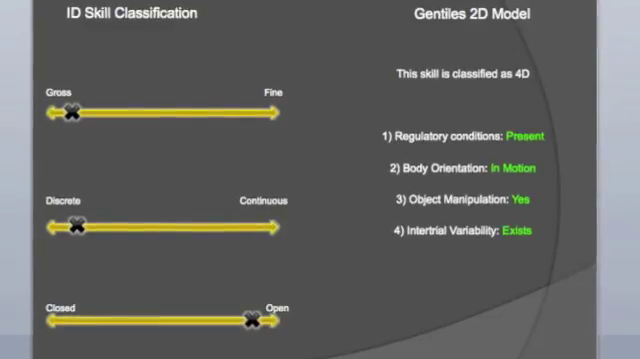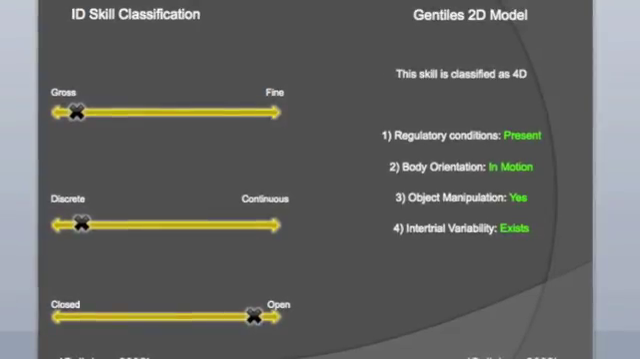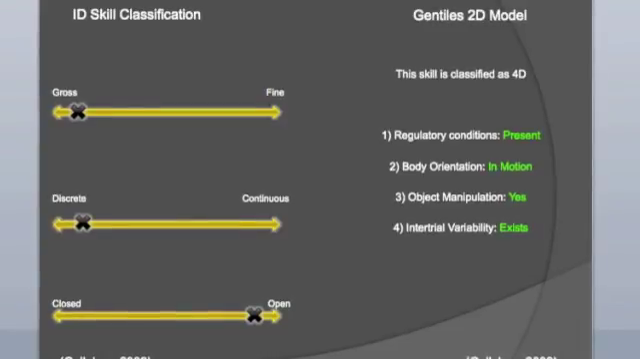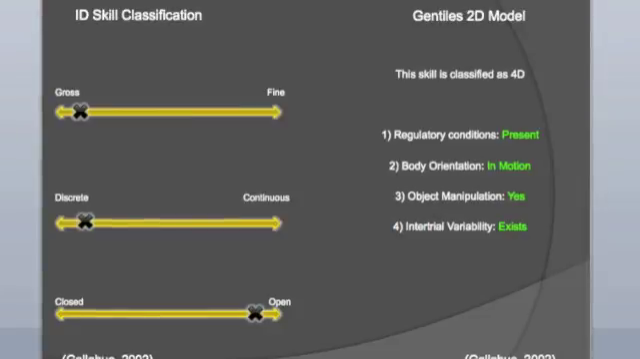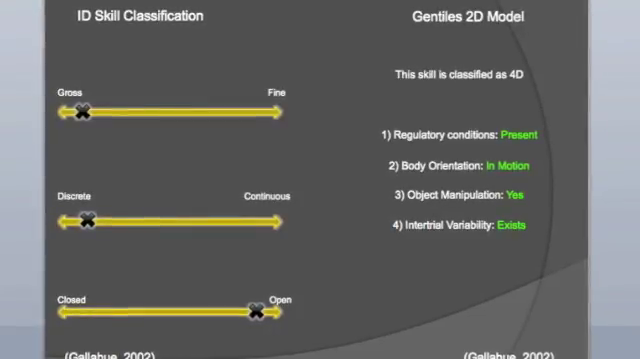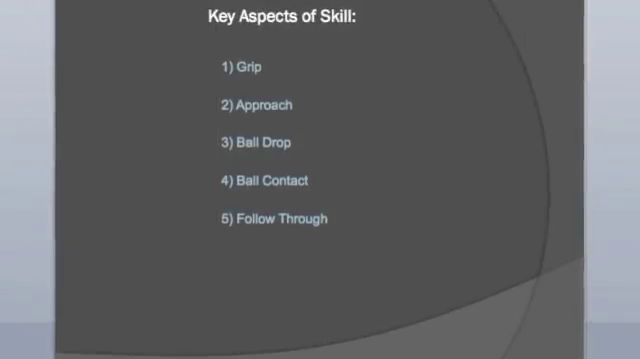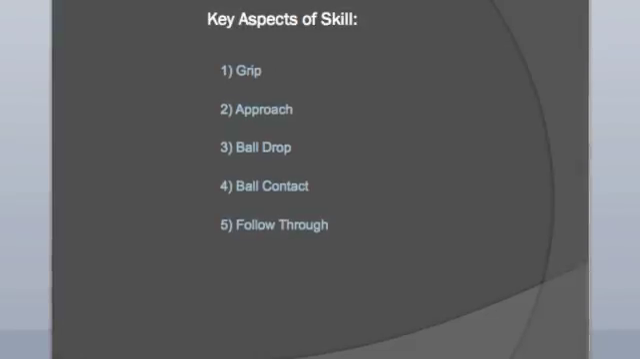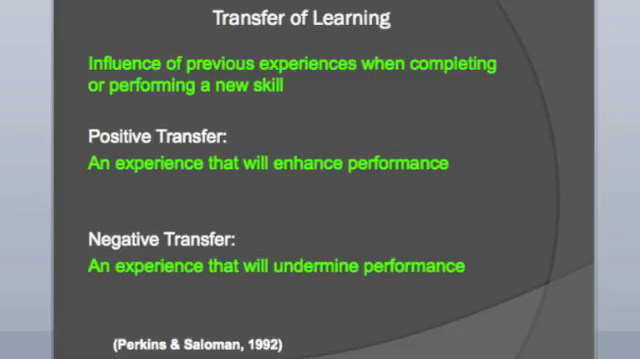In the two-dimensional model, this skill is classified as a four-dimensional skill according to Gentile's taxonomy, being regarded as the most difficult skill to perform. The skill has regulatory conditions present, the body is in motion, object manipulation occurs, and intertrial variability is present. The key aspects of the skill include the grip, approach, ball drop, ball contact, and follow-through.